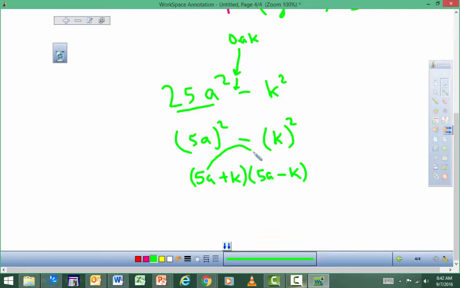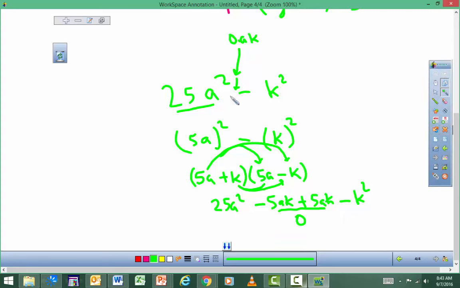Now let's multiply this out real quick just to see that. So 5 times 5 would give you the 25a squared. But when you multiply this one, what do we get? We get negative 5ak. And when you multiply the inside, you get a positive 5ak. And when you multiply the last times the last, you get minus k squared. You see, these are the two that are opposite in sign, so they give you the 0 that we're after. And see, so that's why you don't see it up here. Okay? So this part would disappear, and you end up with what we started with right here.